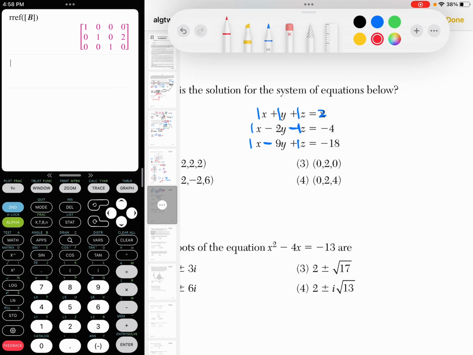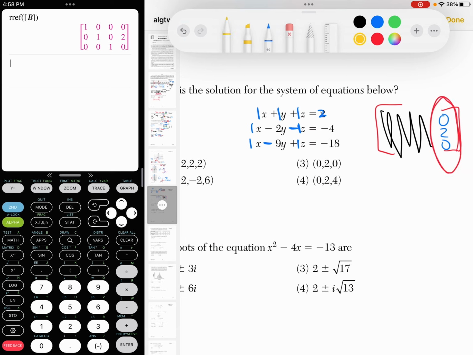You're going to look at the last column. So blah, blah, blah. I can't really draw my calculator, so just trust for now. Ignore all of this. This is your answer. It just does the math for you. 0, 2, 0, 0, 2, 0. That was the answer. It'll always be X, Y, Z.